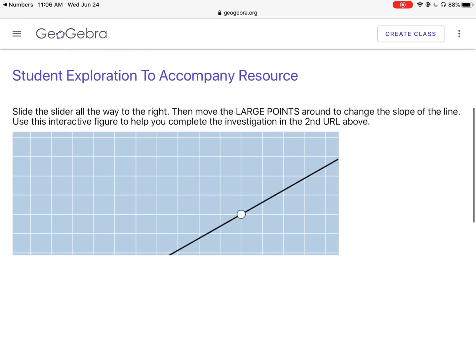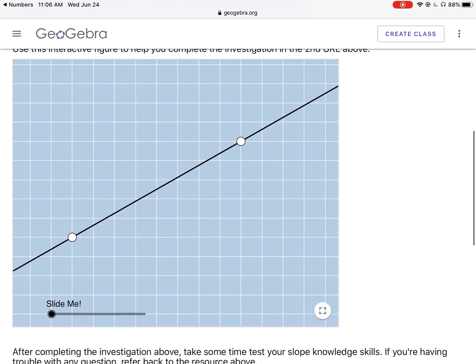All right, so here you see I have a line graphed, and it's defined by 2 points. And as I move this slider along, you're going to see two numbers show up. One number is going to represent the vertical change from one point to the other. This vertical change is often referred to as the rise. And then the second number you'll see is for the horizontal change from point to point. This number is often referred to as the run.